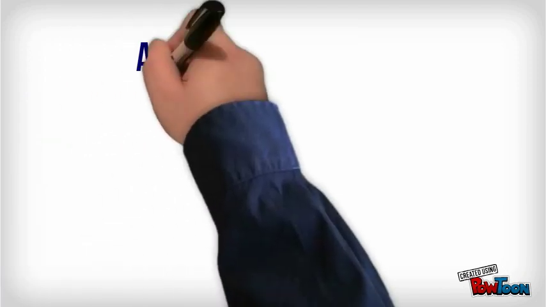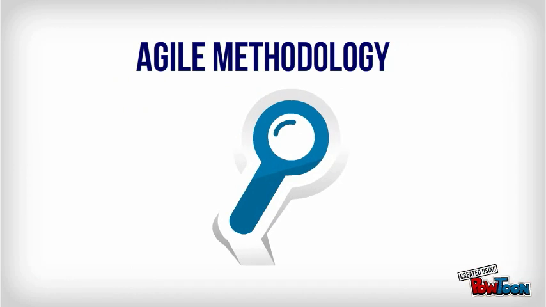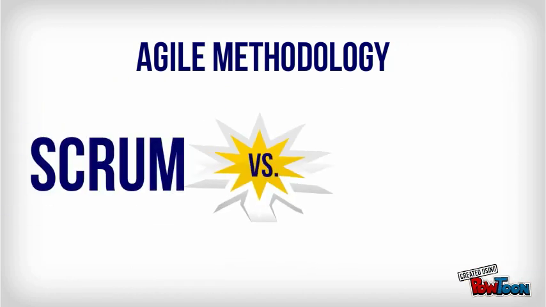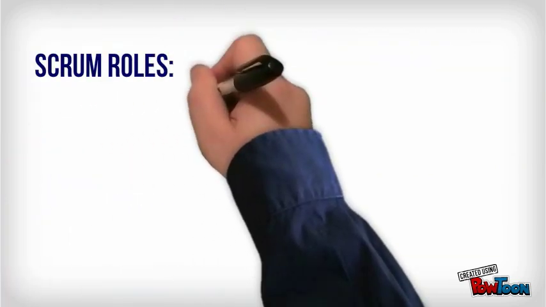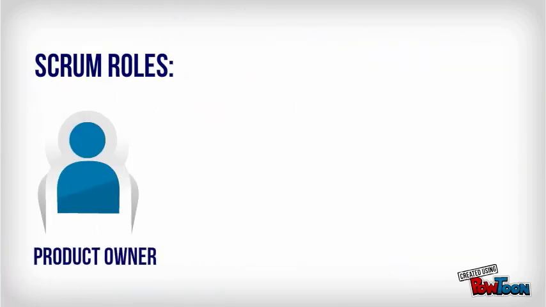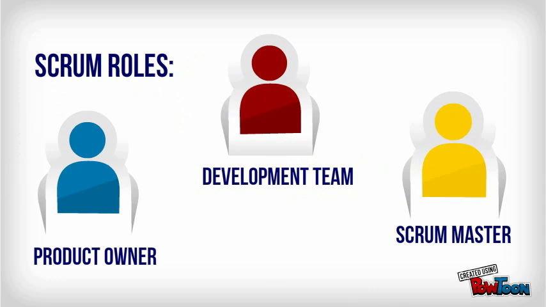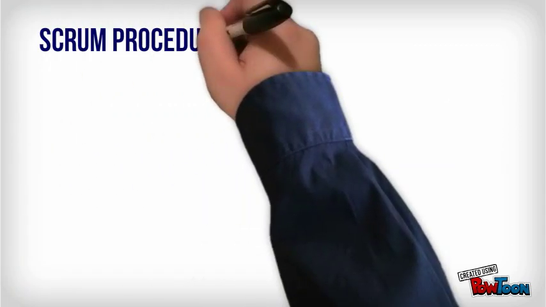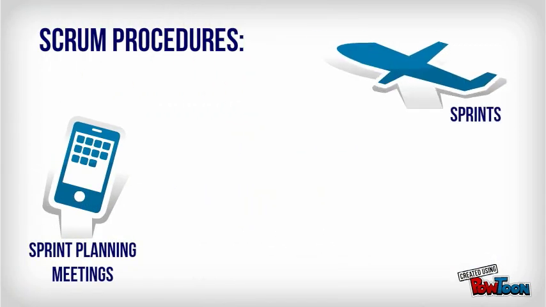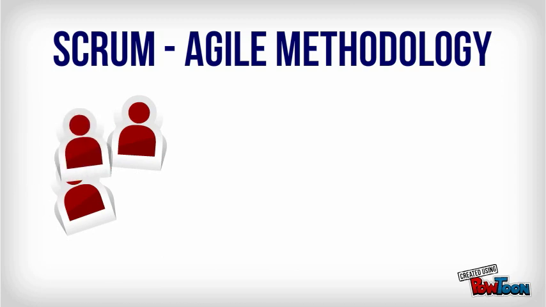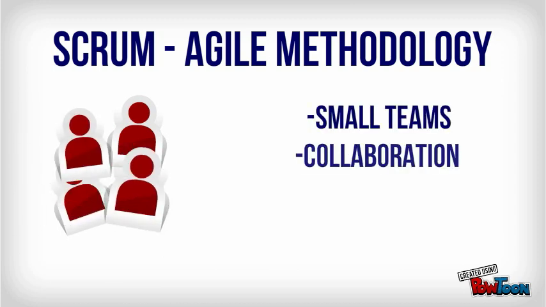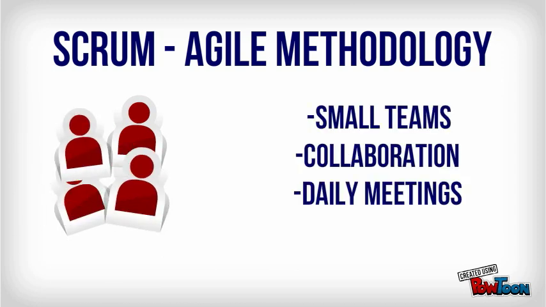The Agile methodology can be further broken into sub-approaches, such as Scrum and Kanban. Scrum operates with 3 roles and several procedures. The roles include Product Owner, Development Team, and Scrum Master, and the procedures include sprint planning meetings, sprints, daily stand-ups at a Scrum board, and sprint backlogs. Scrum works best for small collaborative teams, as this approach requires daily meetings and encourages shared work.